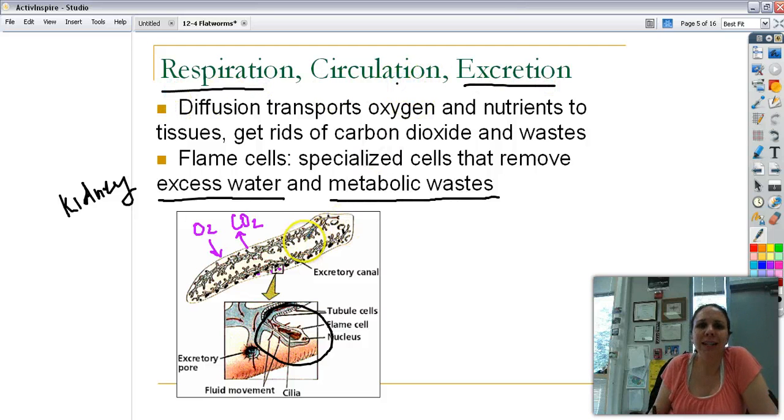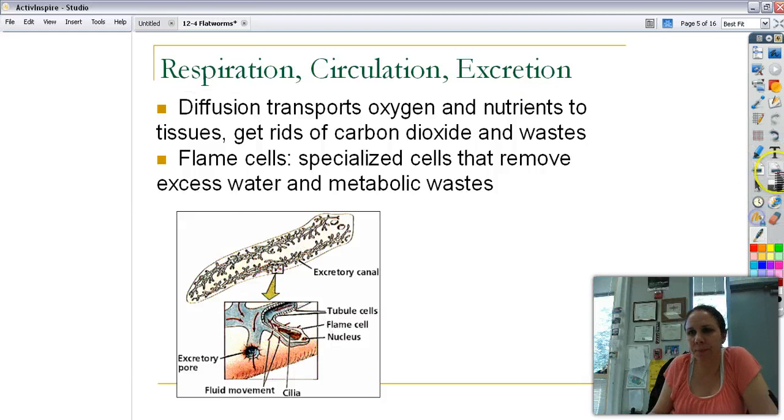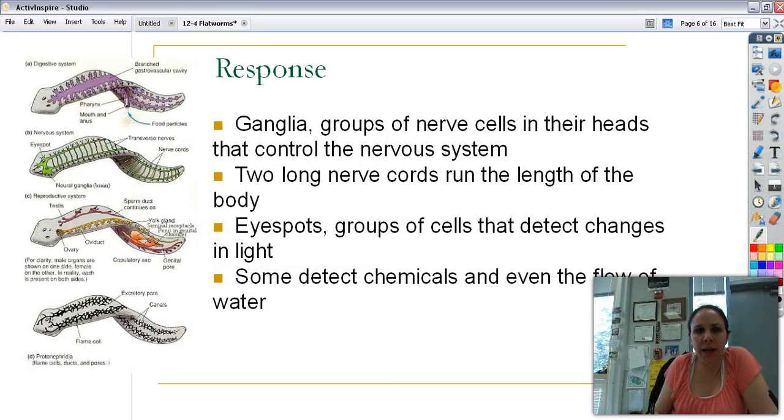For circulation, since they're really tiny, there really is no circulation that goes throughout their body. It's just more diffusion takes care of everything. For the response, they have what are called ganglia. Ganglia are just groups of neurons, or nerve cells, in their head that kind of act as their brain. So it's like a very small, simple brain. So they have 2 of them located in the head region of their body. And then it kind of spreads out and goes down the length of their body on both sides. So it's kind of like they have 2 spinal cords. So they have 2 long nerve cords that run the length of their body.